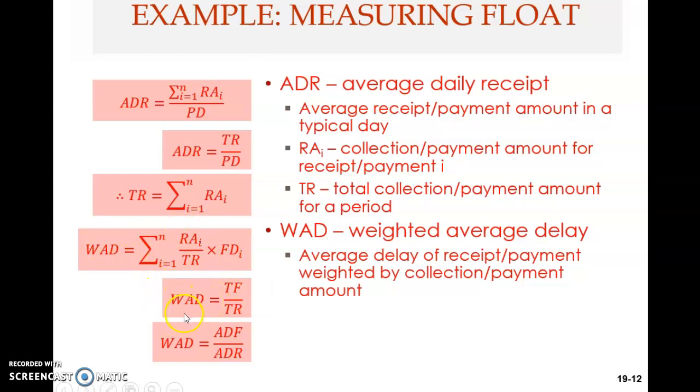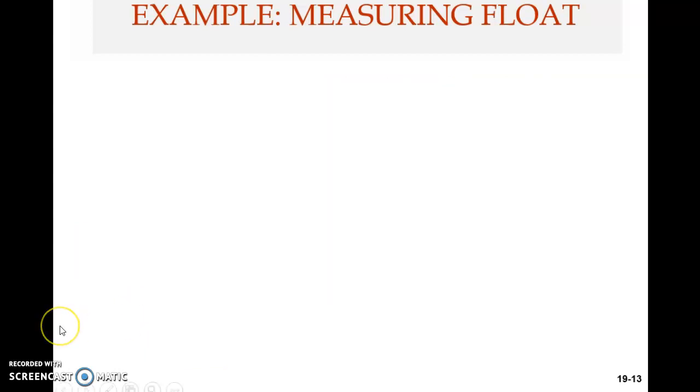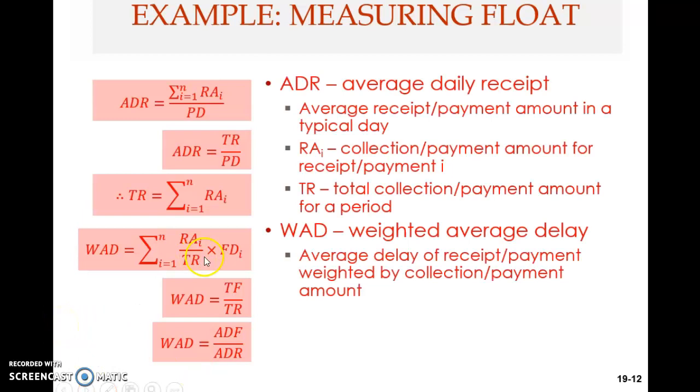Now, weighted average delay can also be computed by taking total float divided by total receipt, or average daily float divided by average daily receipt. You can use the total amount, or you can use the average daily amount. Float divided by receipt, or divided by payment. Now this is total float divided by total receipt. This is average daily float divided by average daily receipt. That is also the same as WAD.